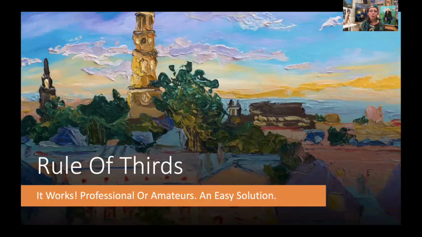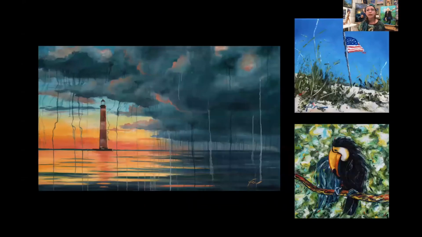Now, back to the rule of thirds, which is a favorite. It works either if you're a professional or an amateur, and it is the easiest solution. So I want you to pay attention to this one. Here, if you see the Morris Island Lighthouse, it is on a third of the canvas, and that creates a balance. So you have an interesting rule of thirds application here.